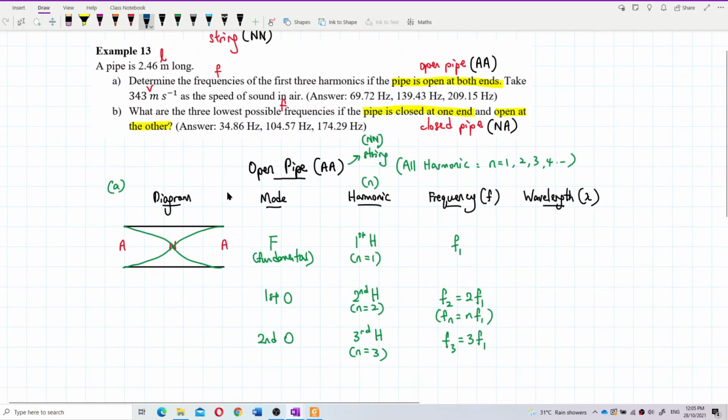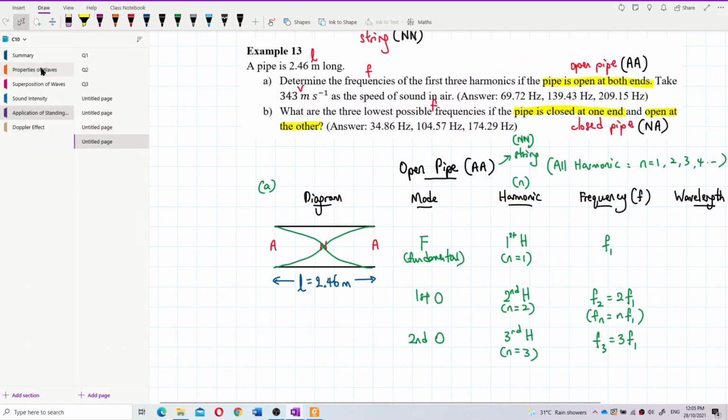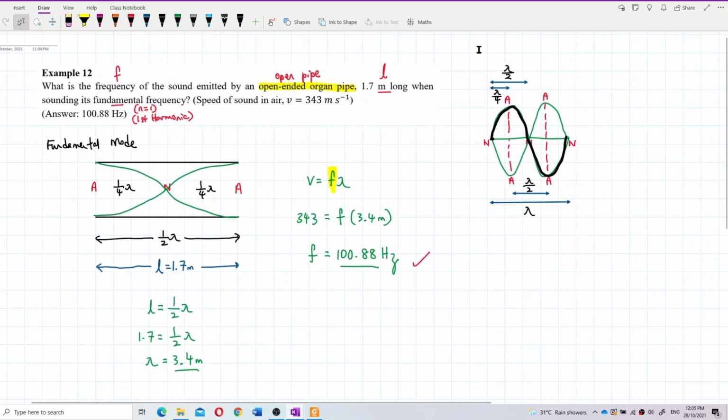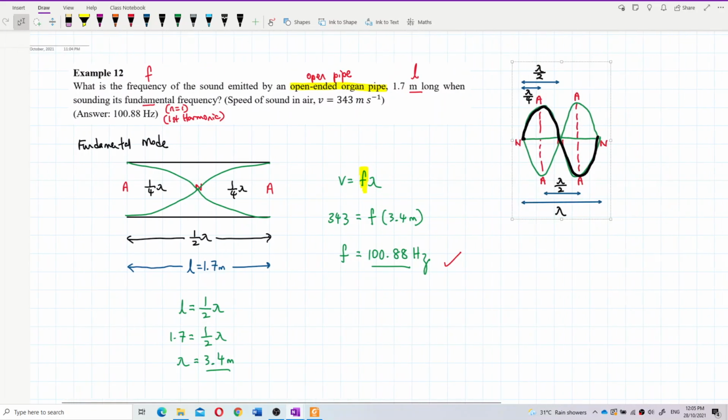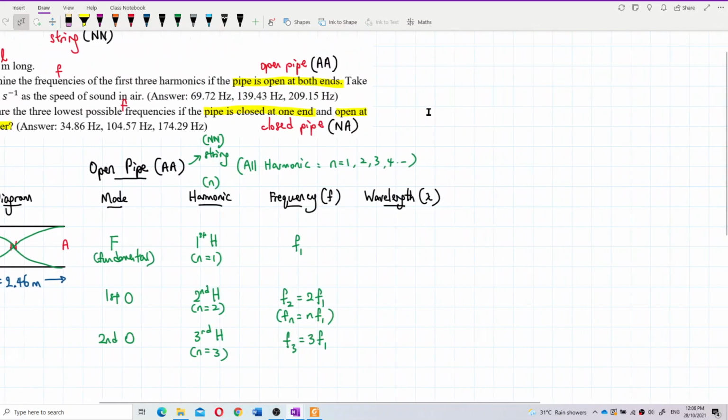The length of the pipe is 2.46 meter. Write it down here, from here up to here. This is the length of the pipe. So now how many wavelengths is this? Before this, we already learned about this diagram, isn't it? Let us copy this again and put it over here. This is for our reference.